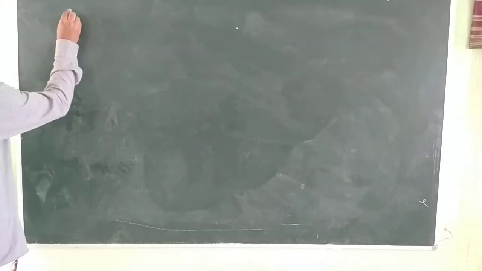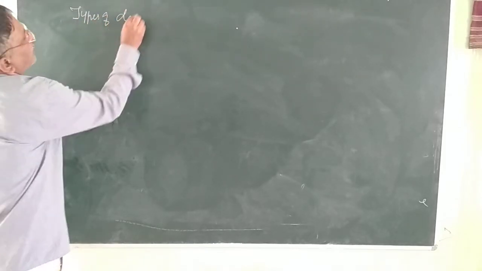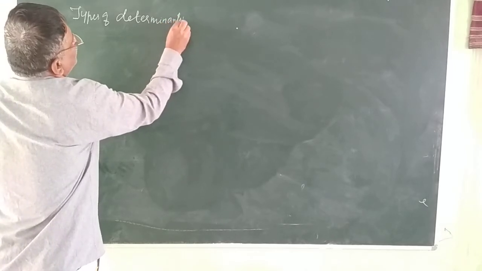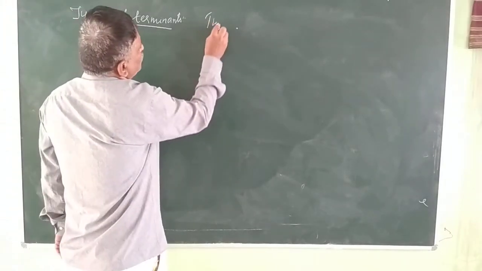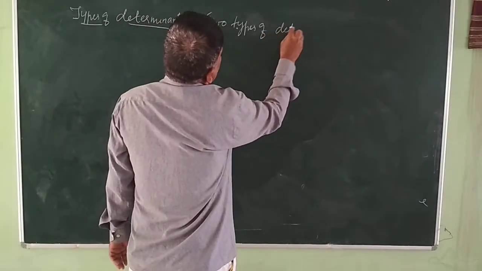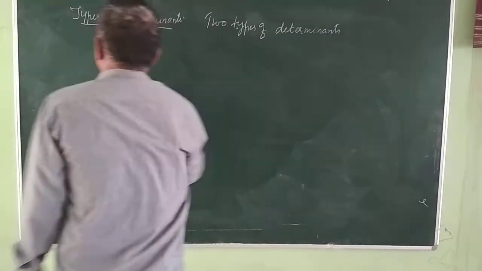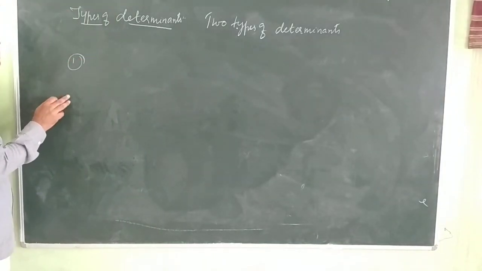Now we have types of determinants. We have two types of determinants. In that, first I will take the first order determinant, then the definition of second order.